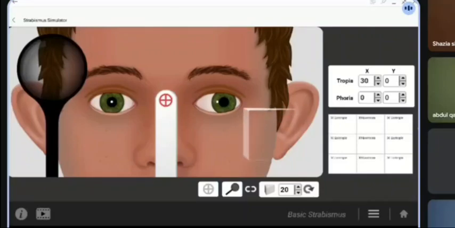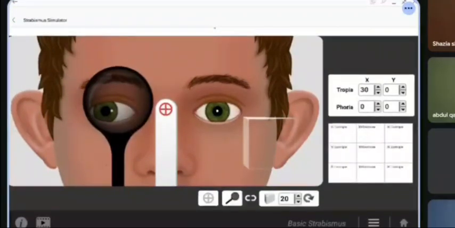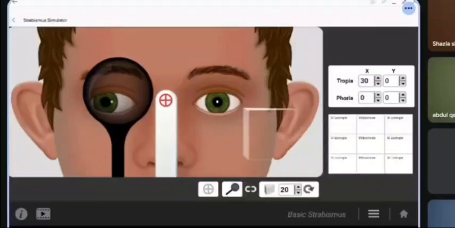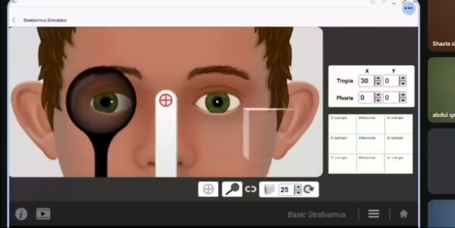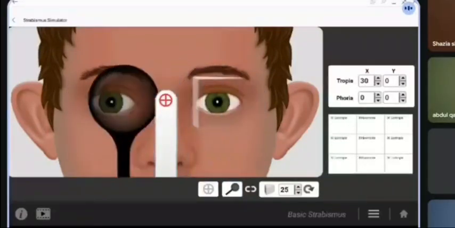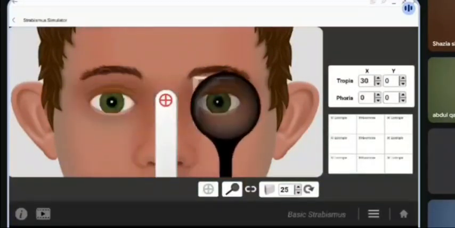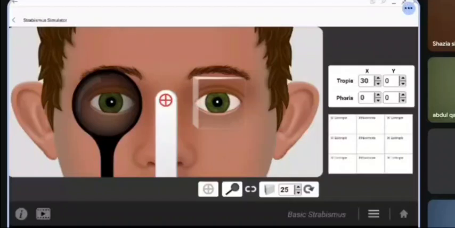So now I'm covering one eye. So I'm increasing the prism strength. I'm placing the prism in one eye and I'm doing an alternate cover test. So still there is a movement. So it means we need a bit more strength. So I'm increasing the strength.